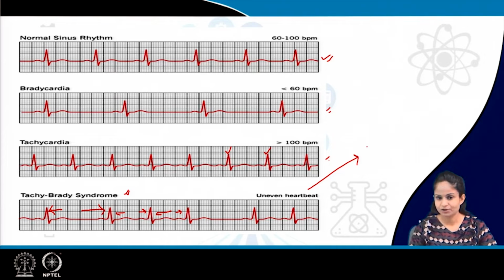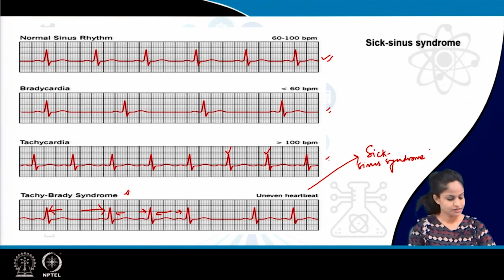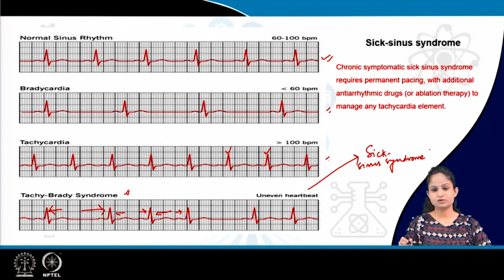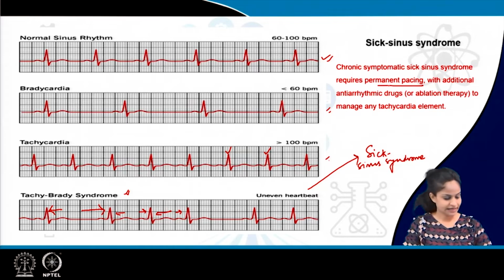There is an abnormality in the sinus node, which is why it is also known as sick sinus syndrome. Any person having sick sinus syndrome usually should undergo pacing. Chronic symptomatic sick sinus syndrome requires permanent pacing along with the use of antiarrhythmic drugs.